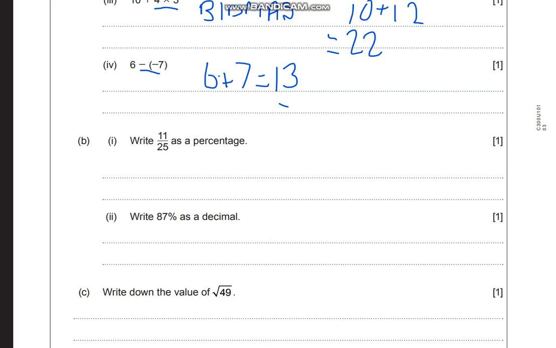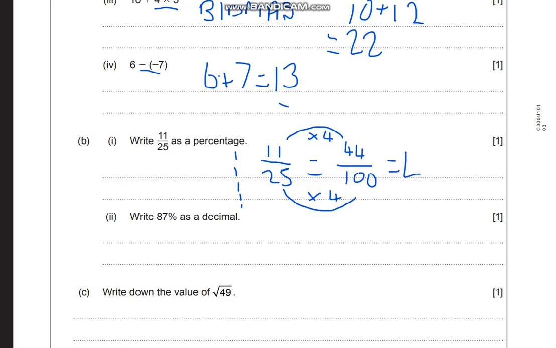Next up then, question B, we have 11/25 as a percentage. So if we're to do that, we have 11/25. And I'll show you 2 ways to do this. So I'll draw a little line here. 2 ways to do this. 11/25. Percent means out of 100, so we need our denominator to be over 100. Now what do we times 25 by to get to 100? Well, it's 4. So we times by 4, and whatever we do to the bottom, we do to the top. So therefore, we've got to do 11 times 4 to give us 44 hundredths, or 44%.